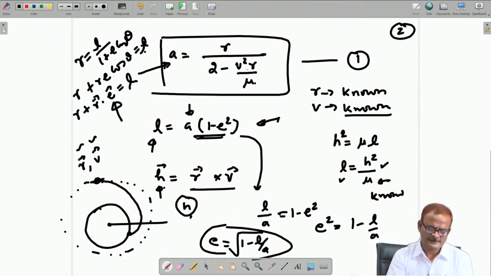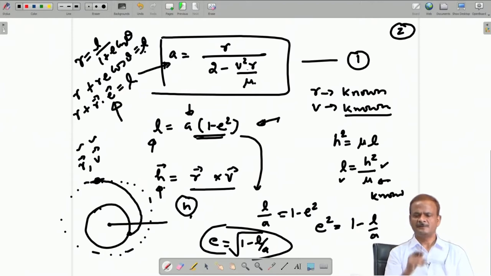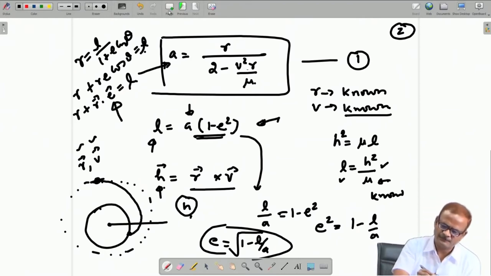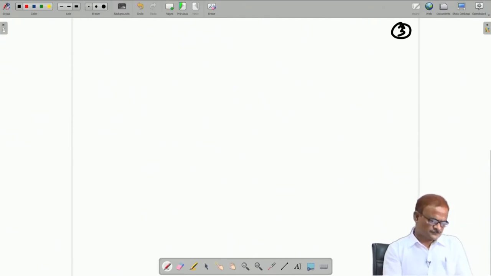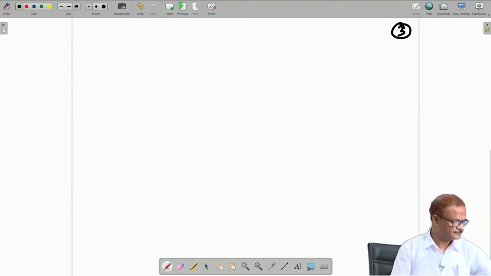I am going to show that e indeed is an eccentricity vector, and it appears as an integration constant in the expression of the equation of motion, if we process it in a proper way. And from there also we can derive e. There are numerous ways of doing this space flight mechanics problem, and I will try to give you as much as possible, keeping in view the constraint on time. So let us start with finding out the eccentricity vector.